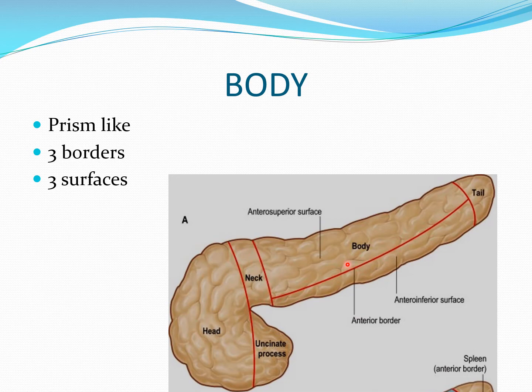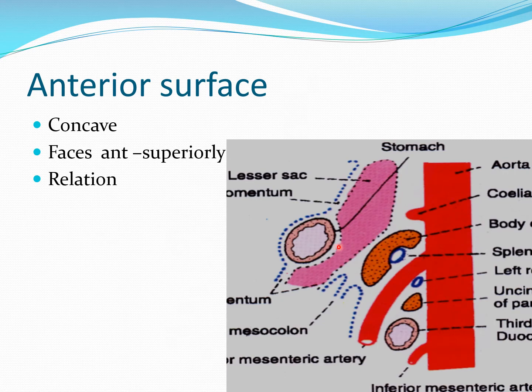So it is triangular on cross section and has three borders: anterior, superior and inferior. This one is the anterior border, this one is the anterosuperior surface, and this one is the anteroinferior surface. So the anterior border provides attachment to the root of the transverse mesocolon, and the superior border is related to the celiac trunk over the tuber omentale, the hepatic artery to the right and the splenic artery to the left.